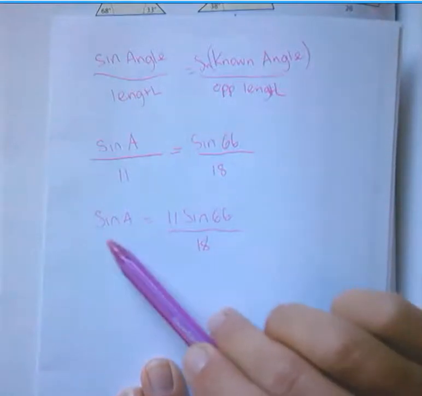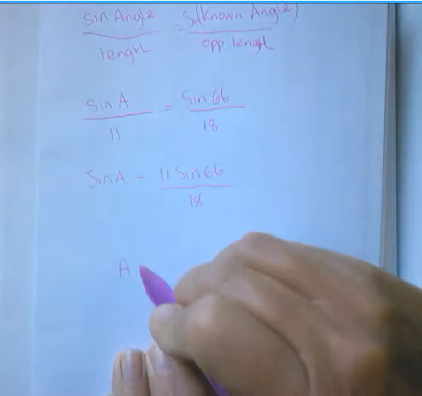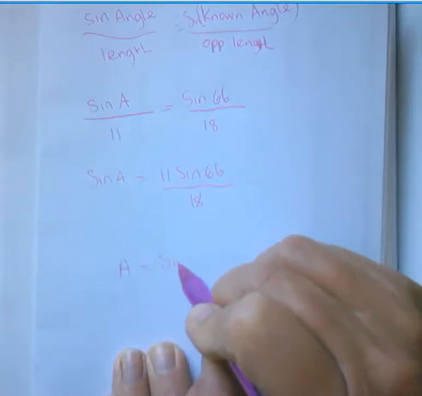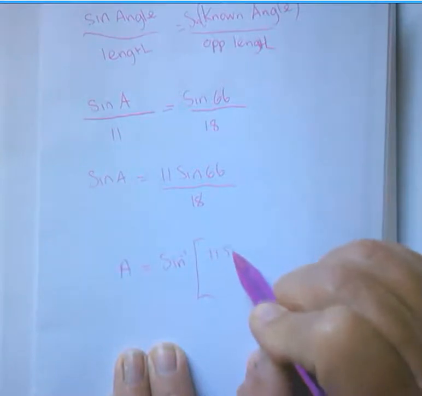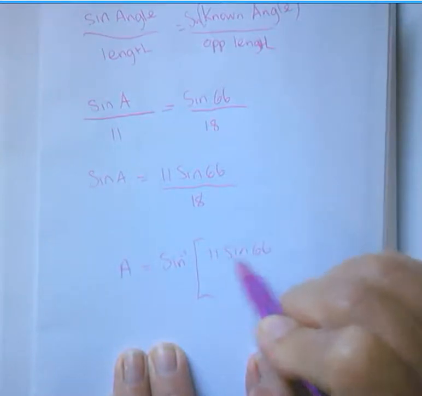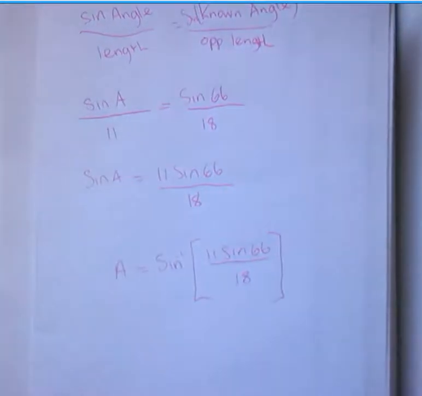Right? We still have sine of A. We want A on its own. So A is equal to sine minus 1, or the inverse sine, of 11 sine 66 over 18.